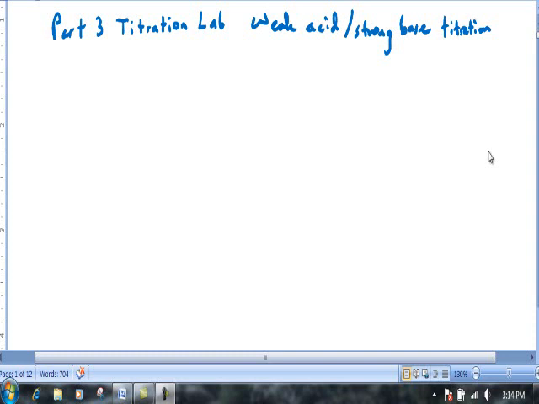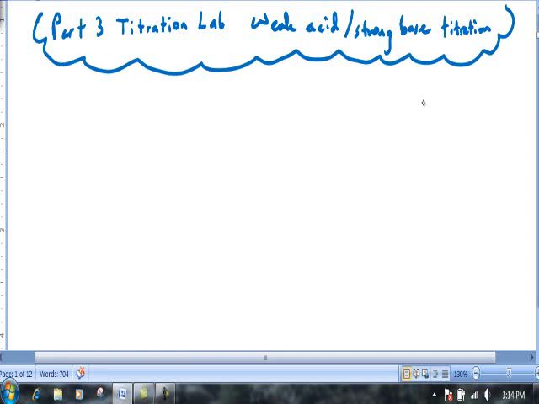In the third part of our titration lab, we're going to take a look at a specific type of titration that's known as a weak acid strong base titration. In this part of the lab, there are a couple of goals we have to set for ourselves and objectives that we'll try to achieve as we go through the lab exercise.